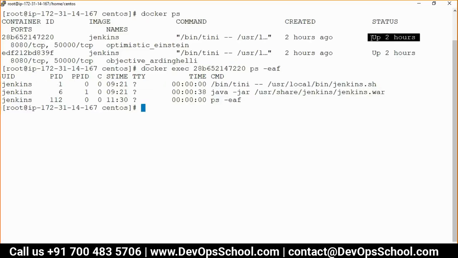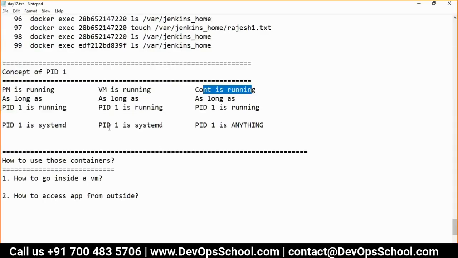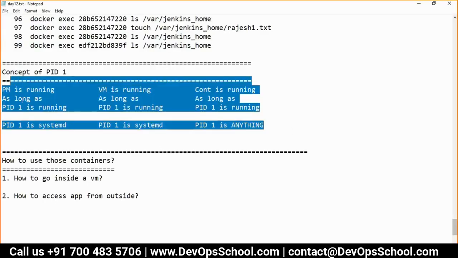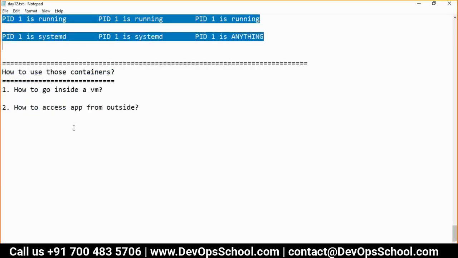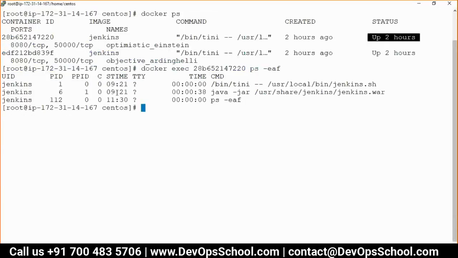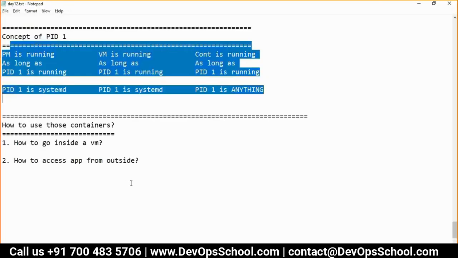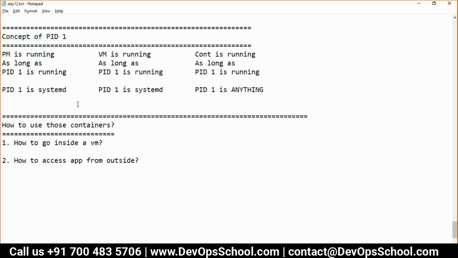Let's go ahead. Please remember this statement, and I'm going to prove this. I got bored with this image. Can we work with another image? I'm going for the Ubuntu image. Ubuntu, you know what Ubuntu is?